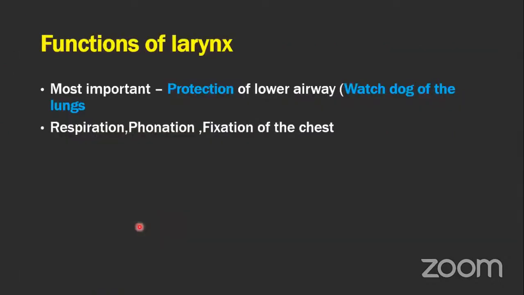The commonly asked one, what is the most important function of larynx? So our first concern will be phonation, but remember voice production is one of the functions, but the most important function of larynx is protection of the lower airway. So that is why larynx is called the watchdog of lungs. Okay. So the most important function of larynx is protection of lower airway. The other functions are respiration, voice production, fixation of chest, but the most important one is protection of lower airway. Don't think that it is voice production. It is protection of the lower airways.